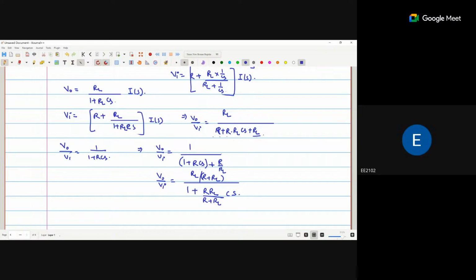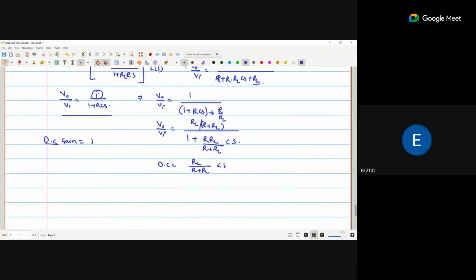Now the DC gain without the load is nothing but the numerator. This is the DC gain and that is 1. And with load, the DC gain is RL upon R plus RL, that is less than 1. So because of adding the load resistance, my DC gain is reduced.